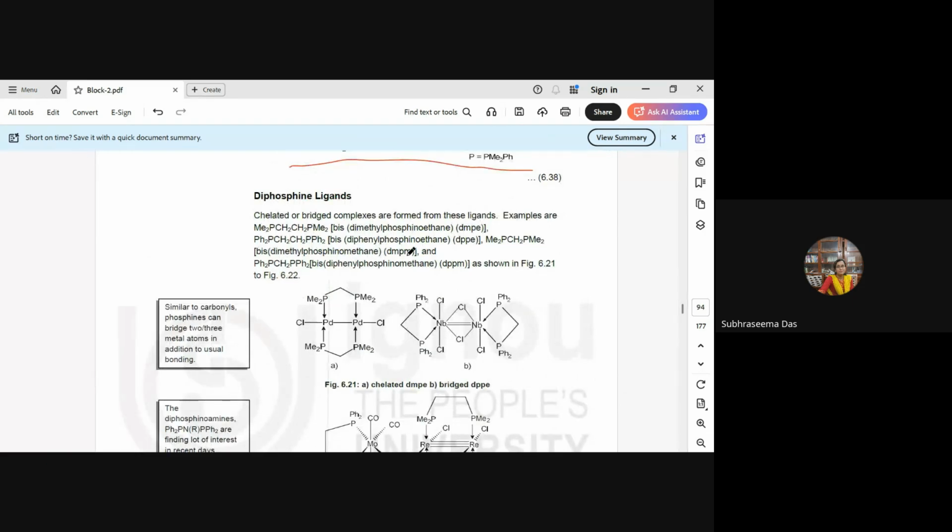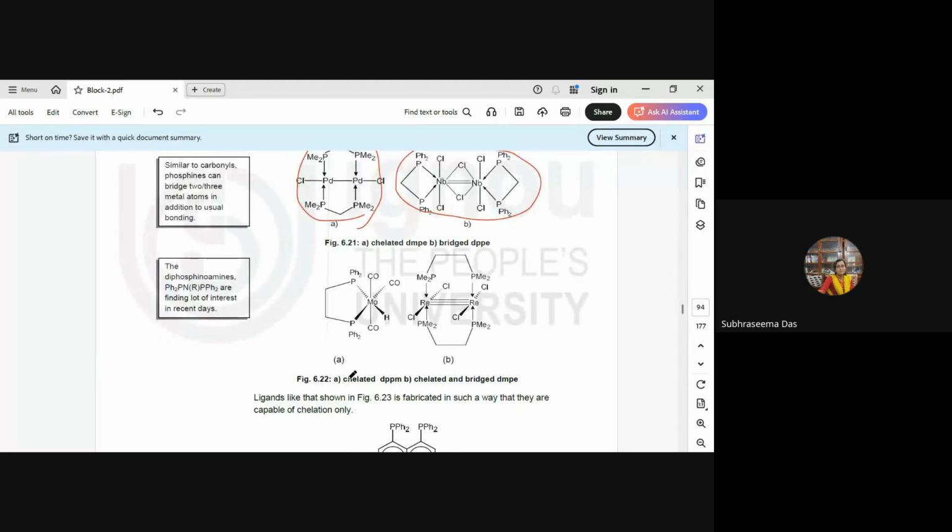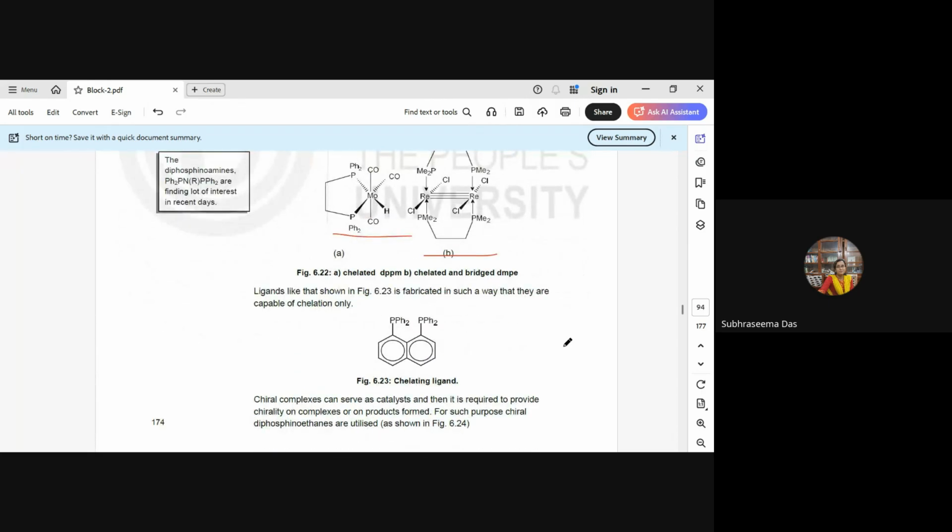Then there is diphosphine. They form chelated complexes, that is DMPE, DMPM. Some of the common ones are DMPE and DPPE. You can see this is an example of a diphosphine complex. Here in figure 6.22 we can see the chelated DPPM and the bridging DMPE. So these are some examples of diphosphine ligands.